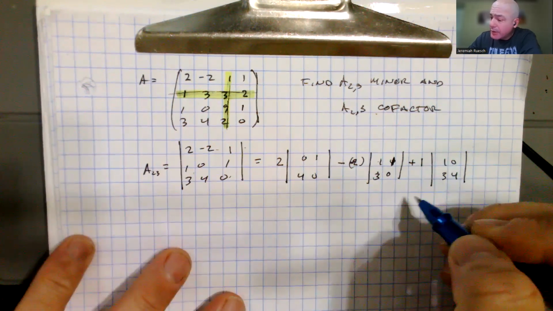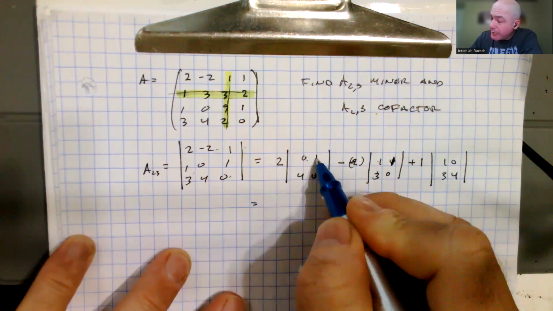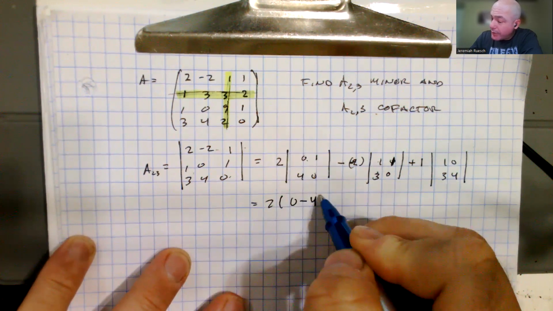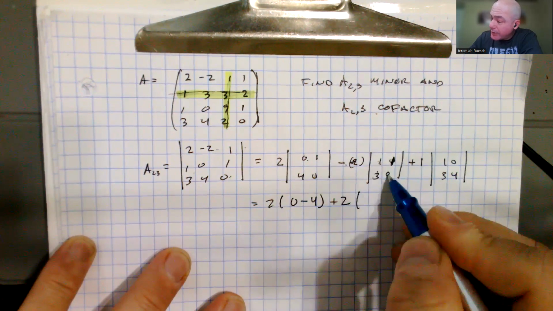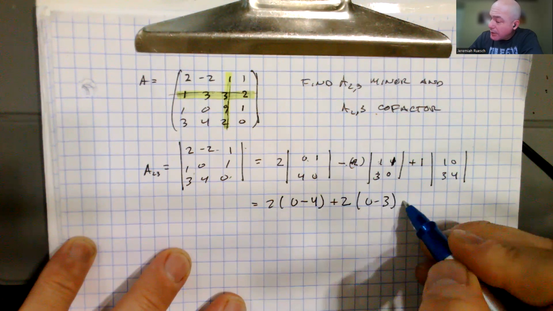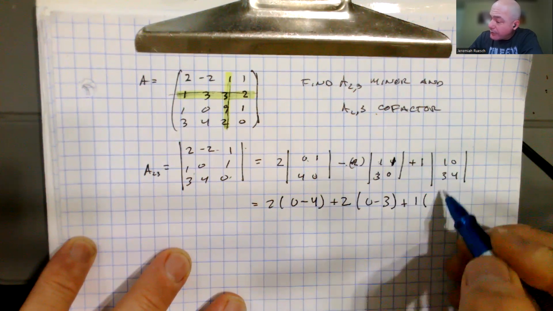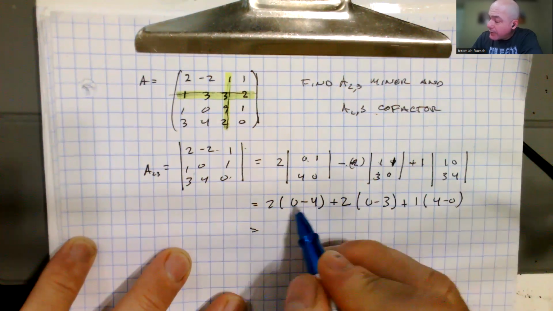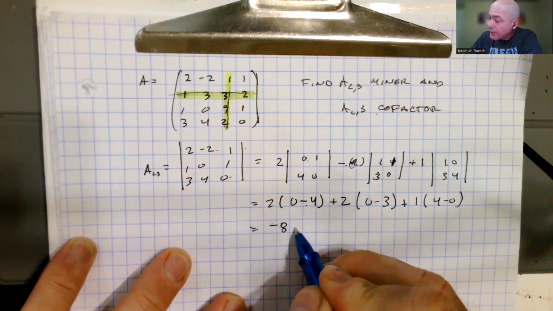And so we're going to compute the determinant of each of these. So we have 0 times 0 minus 1 times 4, and then a negative, make that a plus 2. And 1 times 0 minus 3 times 1, so 0 minus 3, plus, and then 1 times 4 minus 0.